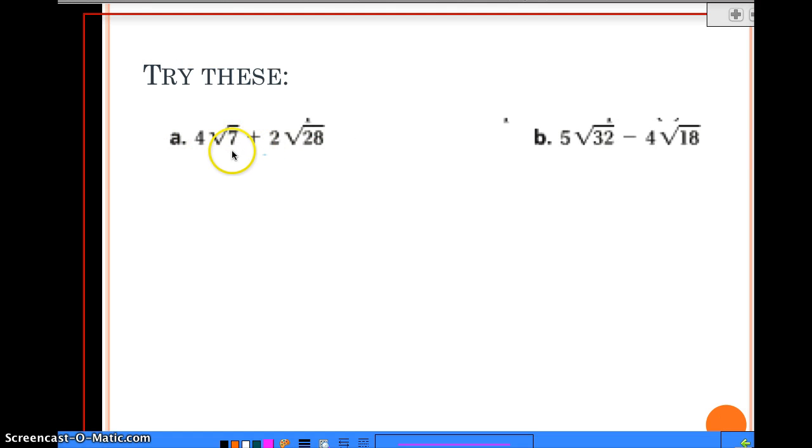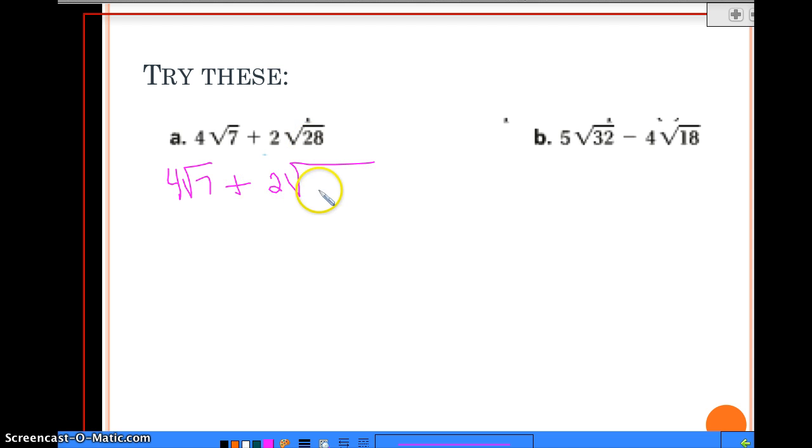So if we look at these two questions, let's start with the first one. This is not supposed to be here, so please ignore the little mark, when I snapshotted it, it didn't come out as well. We have 4 root 7 plus 2 root 28. Some kids are going to look at this and say, these guys are not like, so I can't add them. However, the radicand 28 can be simplified. So you have to simplify first before you make that decision.